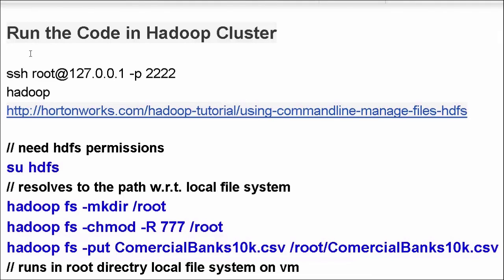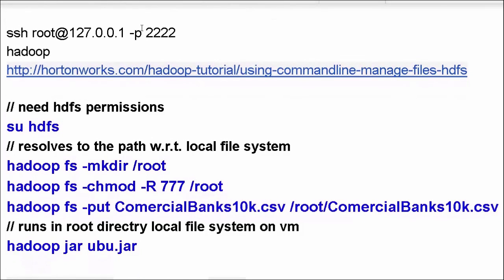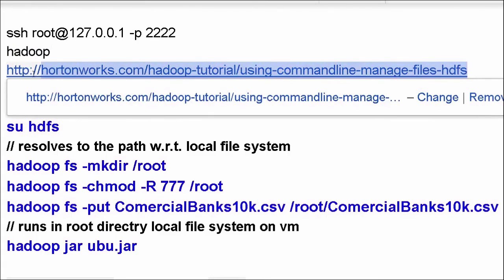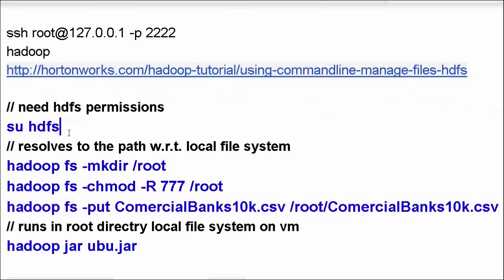Let's summarize the key steps involved in running the code in the Hadoop cluster. Firstly, we needed to boot up the Hortonworks virtual machine and then log in using this URL. That's our username, and this is the URL for an SSH session in a terminal. This is the password. Then we need to work with HDFS, the Hadoop file system. Here's a link with lots of useful information about getting started with HDFS. The first thing we need to do is log in as the HDFS user in the virtual machine so that we have the HDFS permissions.